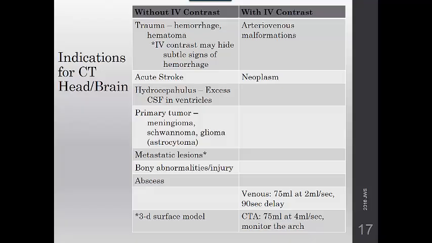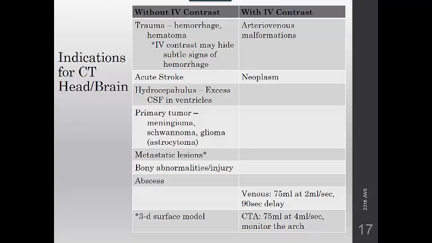And for this reason, a CT head is never performed with IV contrast only. There will always be a non-contrast head performed first, unless, of course, the patient was scanned without contrast earlier that day. The second indication is acute stroke. We'll discuss acute stroke in detail in the pathology and pharmacology class, but it's very common to scan folks for an acute stroke.